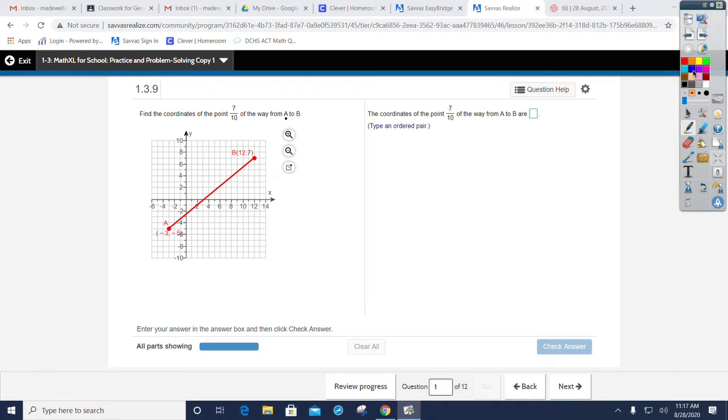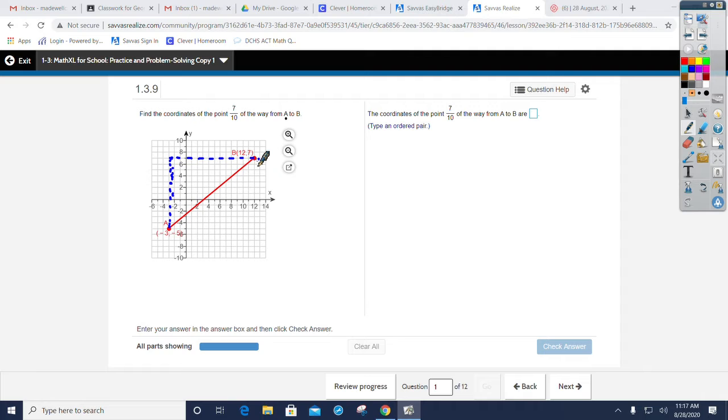And so remember, to do this, we want to find the horizontal and vertical distances. So this is the vertical, and I can't go straight, and this is the horizontal. Okay, so if we can find those two distances, then we can multiply those by 7/10, and that should land us right where we need to be, 7/10 of the way up.